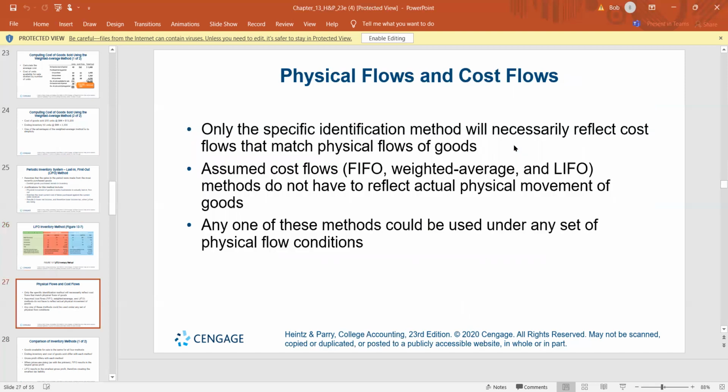But really only the specific ID method matches the physical movements. The other cost flows, FIFO, LIFO, weighted average, have nothing to do with the actual physical movement. Any one of these methods could be used under any set of physical flow conditions, okay?